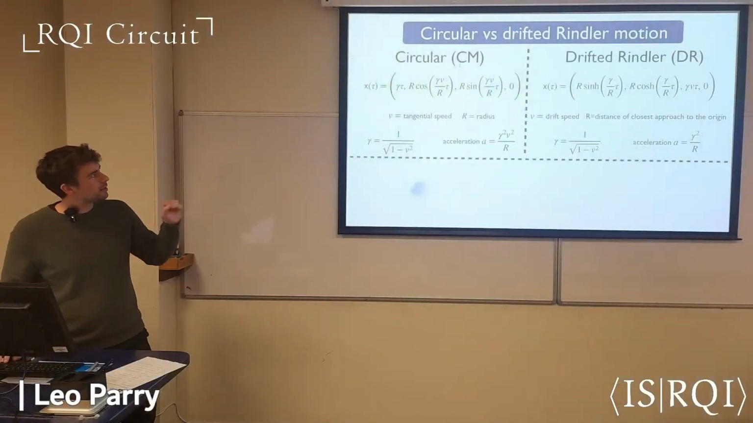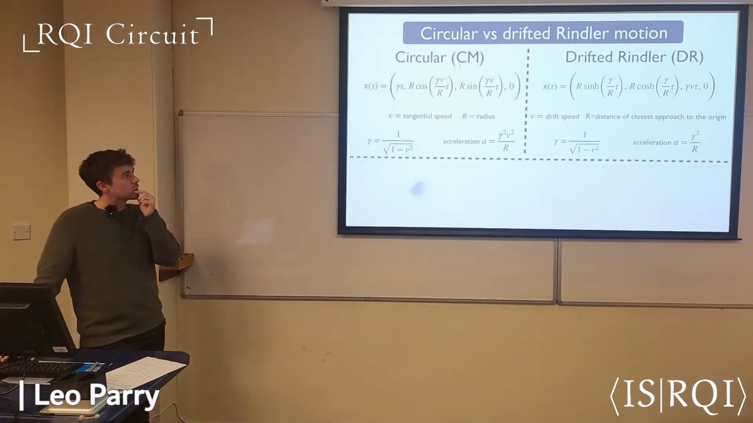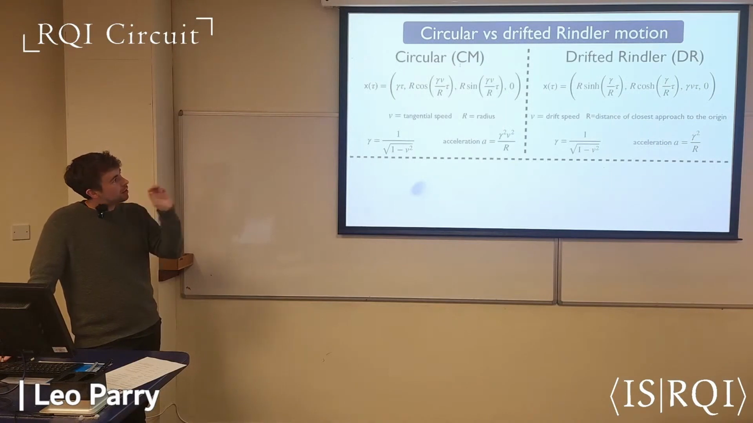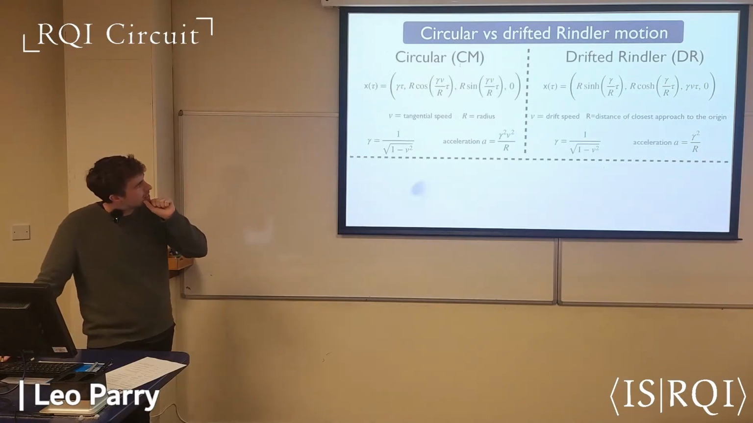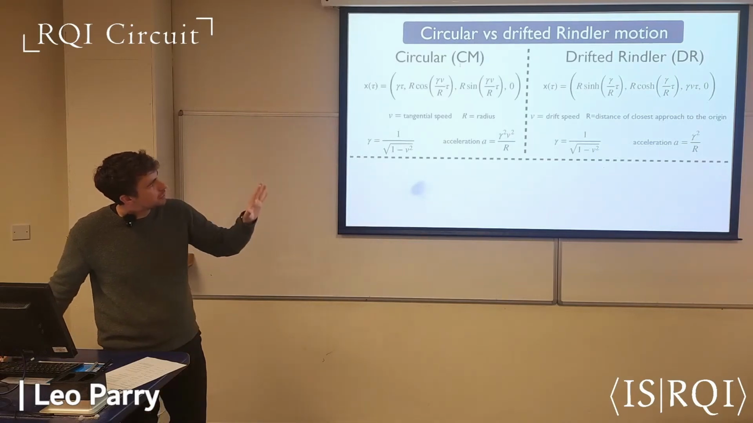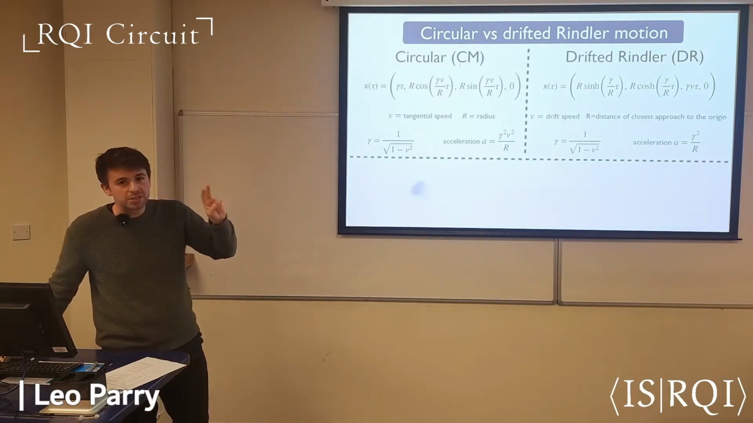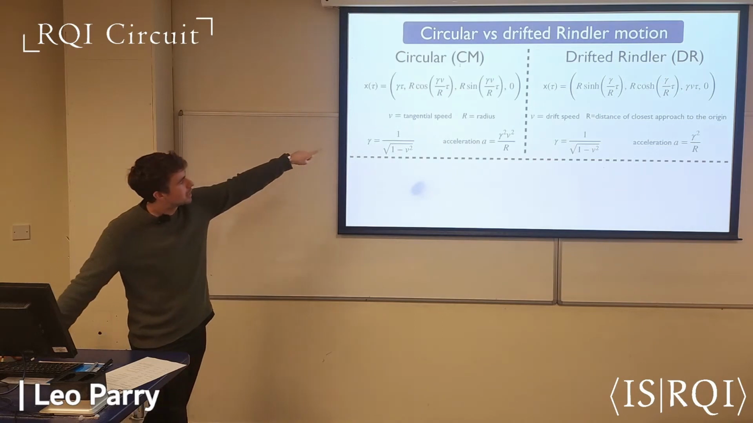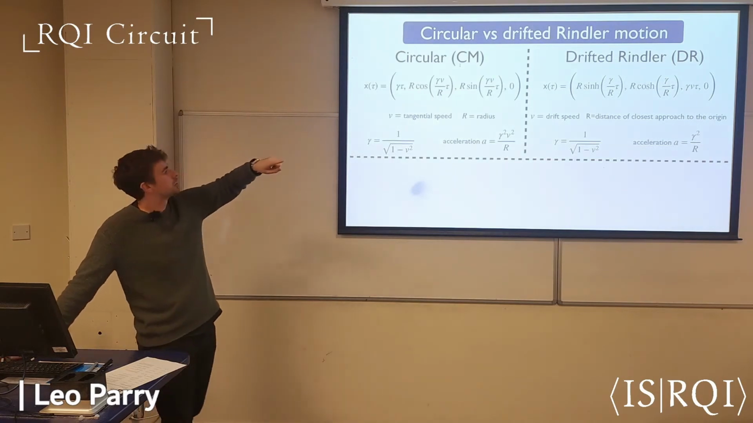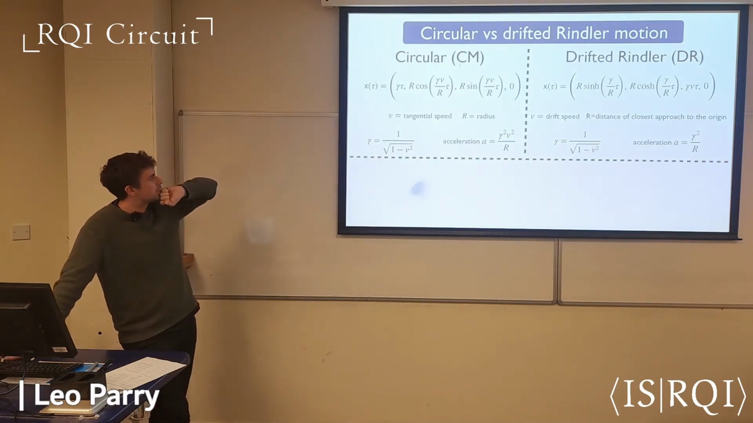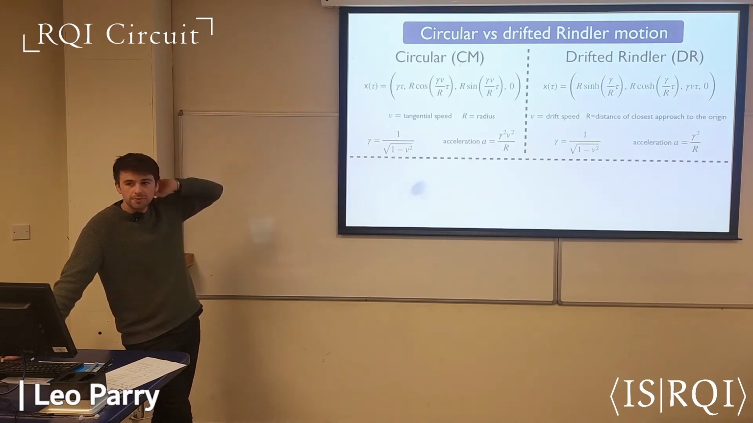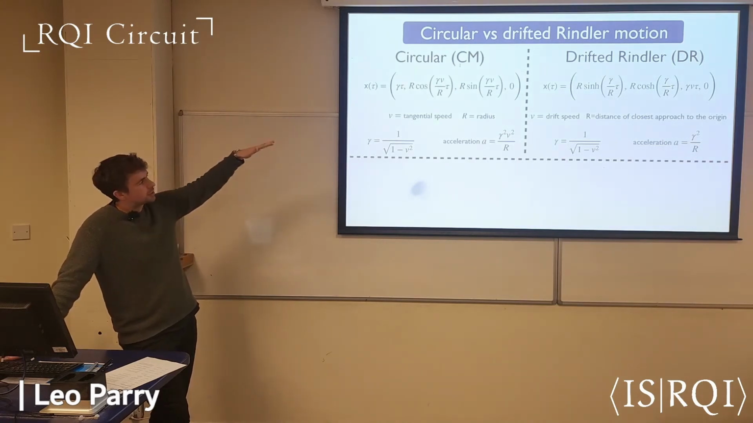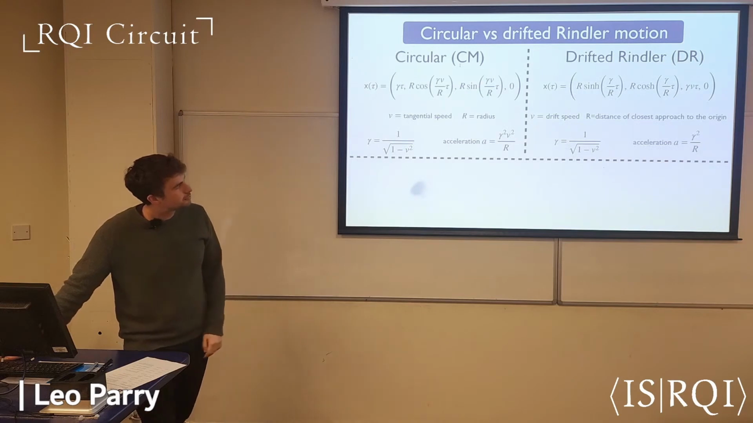Okay, so let's talk about circular motion and drifted Rindler motion. Let's talk about the geometry. Here on the left, we have circular motion. I've written the orbit here. Circular motion and drifted Rindler motion are both described by precisely 2 parameters. In the case of circular motion, I've written it in terms of the tangential speed v of the circular motion, and r is the radius of motion. Gamma is the gamma factor, and the acceleration is gamma squared v squared over r.